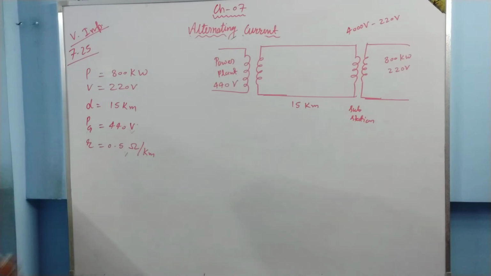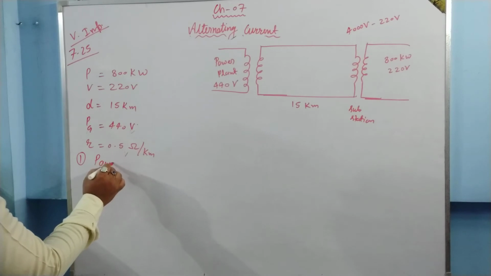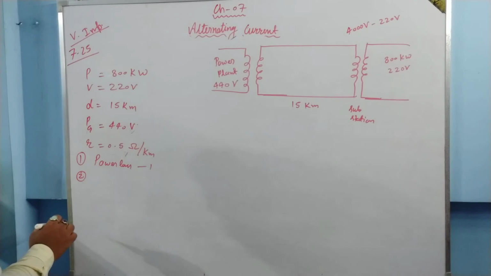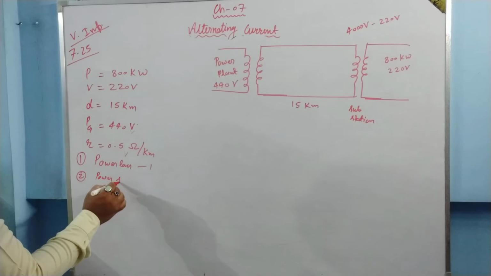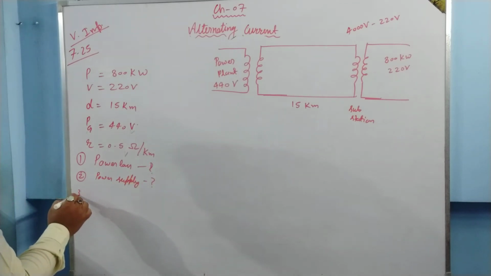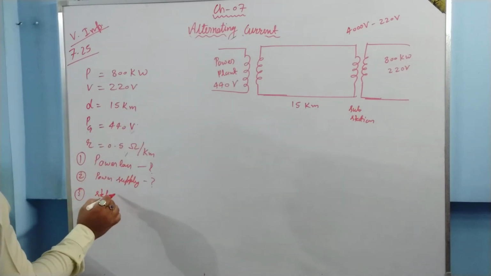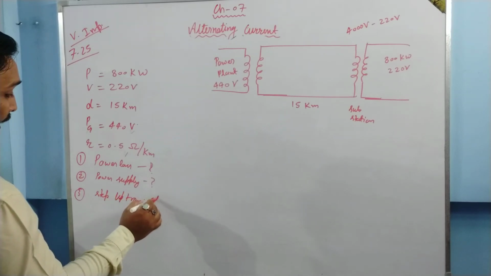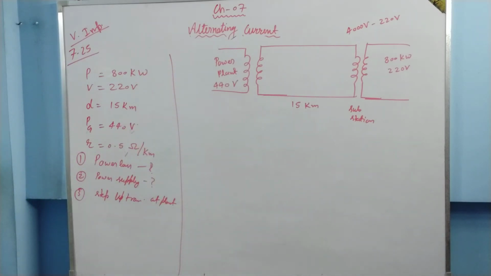What are the questions being asked? Estimate the line power loss. So power loss is the first question. The second question is, how much power must the plant supply? And the third question is, characterize the step-up transformer at the plant. We need to find out these three things. Okay? So let us do it.